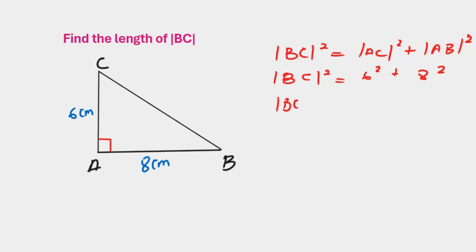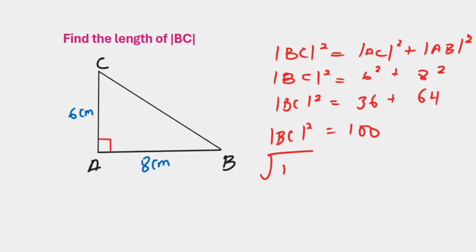So we have BC squared equal to 36 plus 64. The square of 8 is 64 and that of 6 is 36. So BC squared is equal to 36 plus 64, making 100. How do we find BC? We have BC squared, so we just have to find the roots on both sides. So I'm going to get the root of BC squared equal to the root of 100.